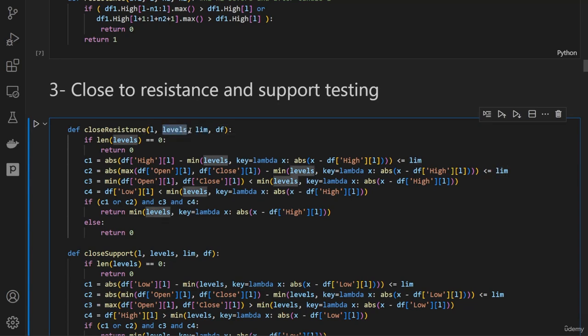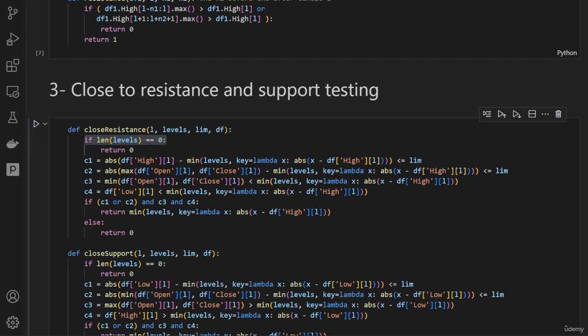So every time we're going to test if the candle L has any part of its body close enough to the closest level among this list within a certain threshold, which is the limit. And then the data frame is the data frame where we have all our data, or the candles that we're going to pass to the function. If the length of levels is equal to 0, so if we don't have any levels, in this case we return 0 because there's nothing to test.